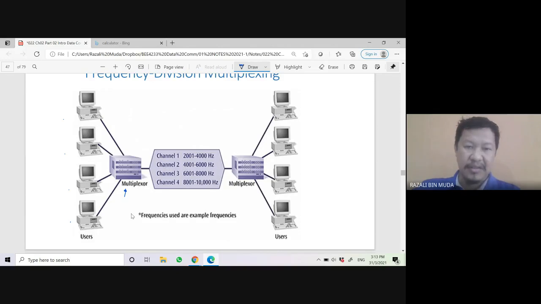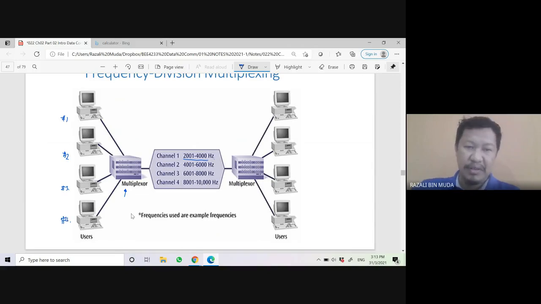Okay. So for channel 1, it is used for this computer, it uses the frequency range from 2000 to 4000 Hertz. For device number 2, so this is number 1, this is number 2, this is number 3, and this is number 4.